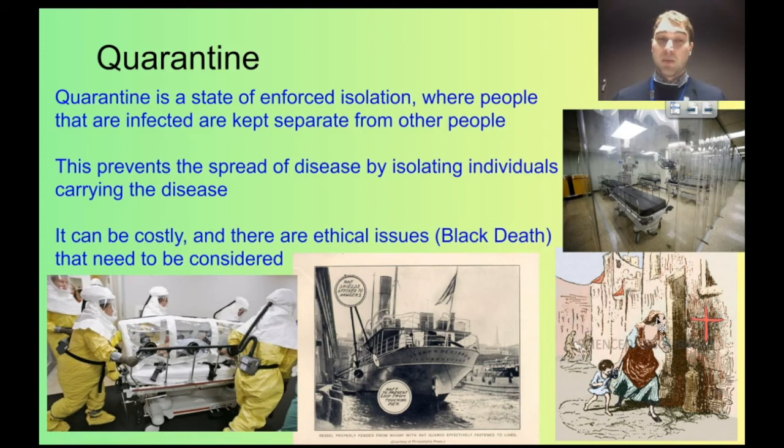How long do you keep people in quarantine? Should people with particular disorders be quarantined if they're not particularly infectious? So there's lots of things to be considered if you're going to quarantine someone.